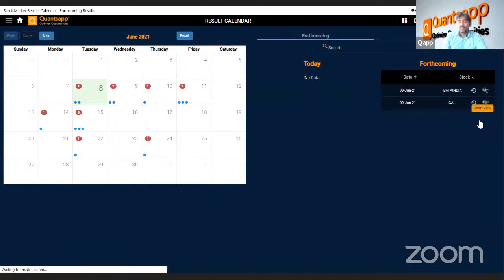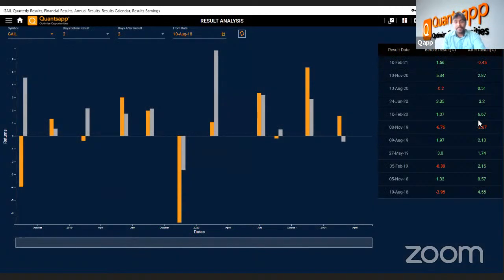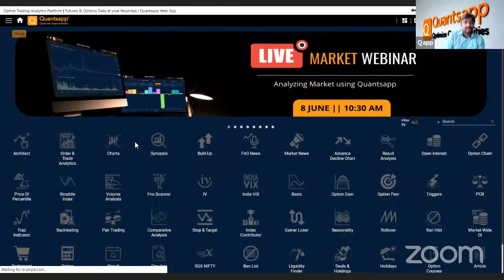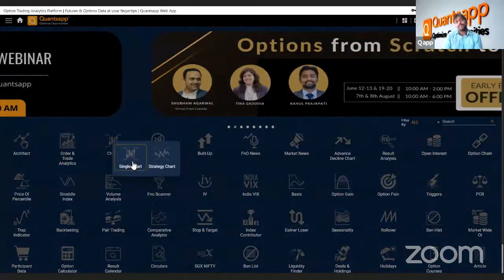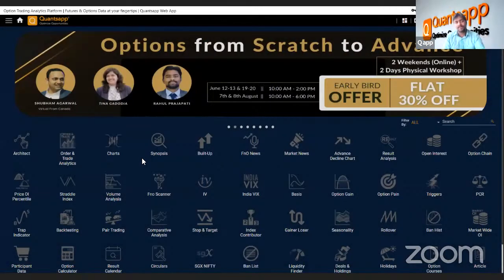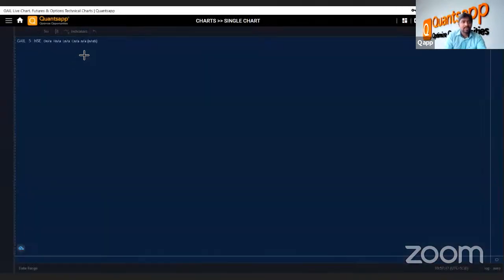First, let's see what the historical analysis is. If you check this particular stock, we can see that even a few days before the result the stock is going up, and even after the result the stock is going up. Just a few instances were a bit negative. Now let's look at the technical chart of GAIL also and see what is happening in that. And then we'll come back to the normal analysis that we were doing.